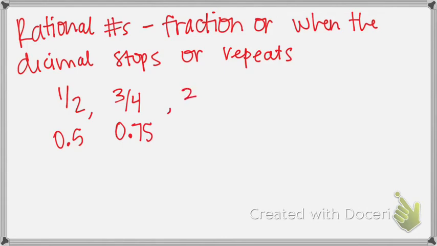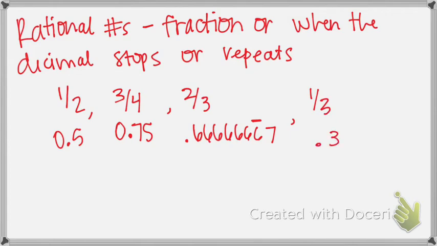If we did 2/3, that would be 0.666666667. So you have your repeating decimal of 6. 1/3 would be 0.333, and you know that keeps going. So a rational number is when it's a fraction or when the decimal stops or it has a repeating number.